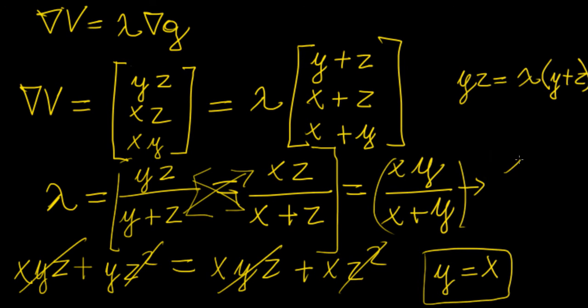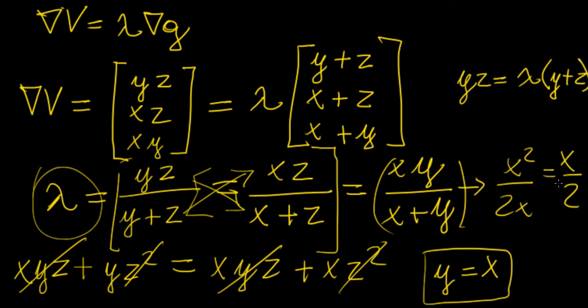Now that we know that both are equal, we can write x squared over 2x, which is the same as x over 2. And now we know that our lambda, or Lagrange multiplier for this example, is actually going to be equal to x on 2.